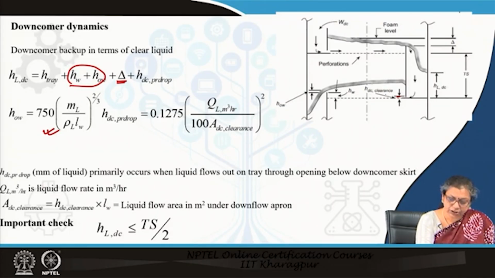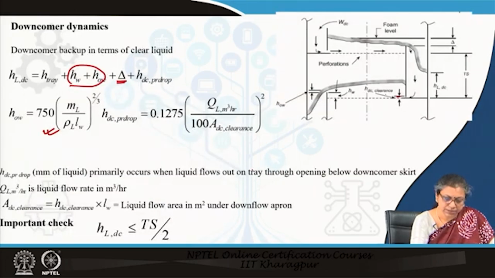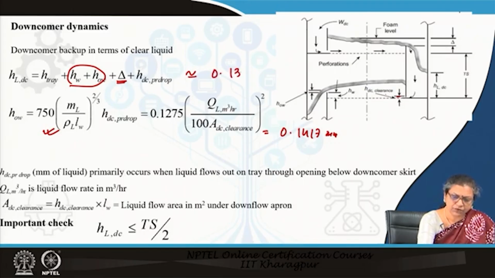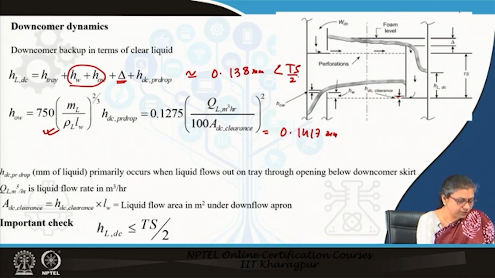The HDC pressure drop, you can find it out from here, where the HDC pressure drop is primarily due to QL by 1000 dA. Where have I put it? No, it is here itself. So, the HDC pressure drop you can calculate, you will be getting this as 0.1417 millimeters, and these are all known to you. Delta also you have calculated. So, you can substitute all of these, more or less you will be getting something like about 0.138 or 0.137 millimeters, which is definitely less than half of your tray spacing. So, it is fine for you.